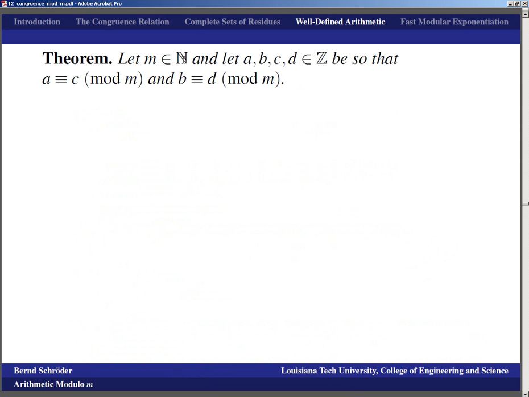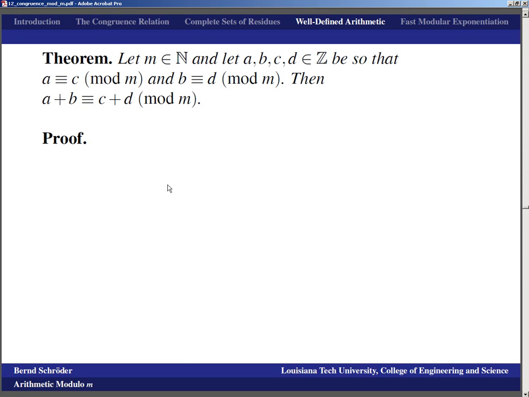Let m be our modulus, and let a, b, c, and d be integers, so that a is equivalent to c, and b is equivalent to d, both modulo m. Then we claim that a plus b is equivalent to c plus d modulo m. So that means we may lose the carryovers, but at least these remainders that we have work in some fashion.